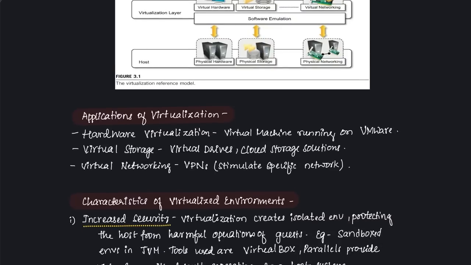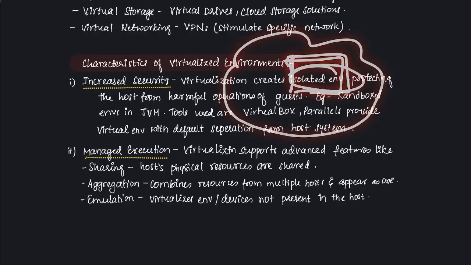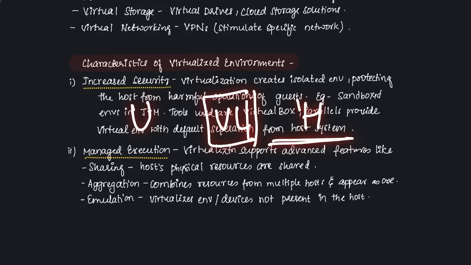Next, we have is characteristics of virtual environment. So this was asked in the sample paper also. So yes, the first characteristic is increased security. So virtualization will create isolated environment which will be separated from the rest of the world. So by this we are protecting from harmful operations of the third party. Example here is sandbox environments which are present in the Java virtual machine. Tools used here are VirtualBox, VMware, Parallels, which will provide virtual environments with default separation from the host system. So here we have the users, here we have virtualization layer, here we have the host. So you can directly contact without worrying about the host here.